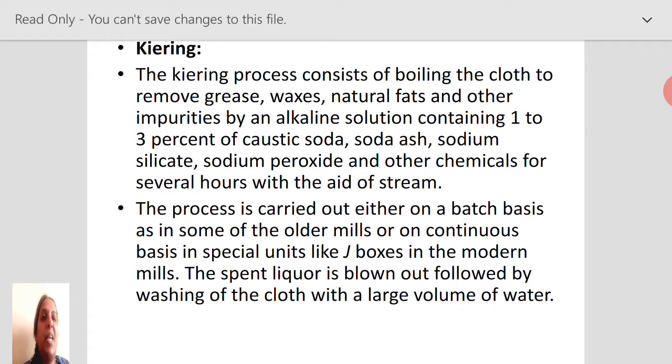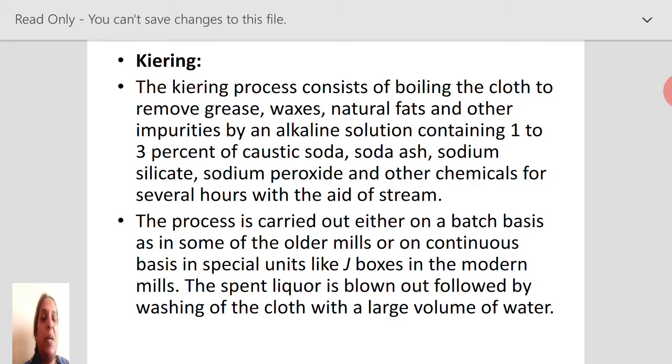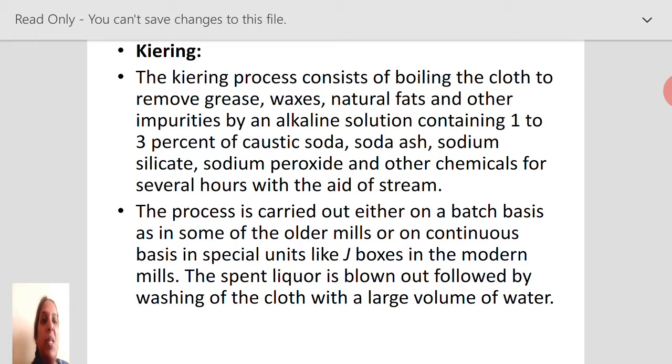And as I already said, scouring is an important unit in the textile industry, which is contributing most of the wastewater. So in this scouring process, we have already seen that the cloth will be boiled, so that it will remove the grease, wax, natural fats as well as other impurities, by treating the cloth with 1 to 3% of caustic soda, soda ash, sodium silicate, sodium peroxide or any other chemicals for several hours with the aid of steam. So this scouring can be done either as a batch process, or depending upon the industry, it can also be a continuous process. And this is a major amount of wastewater that is coming out from the entire textile industry.